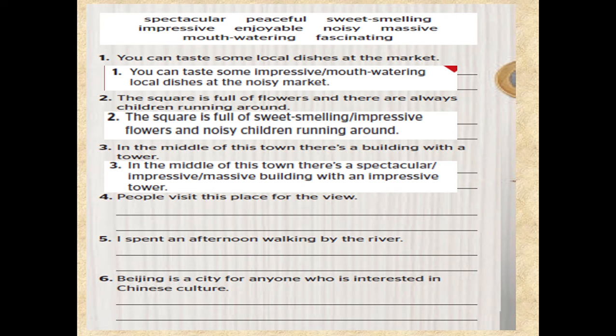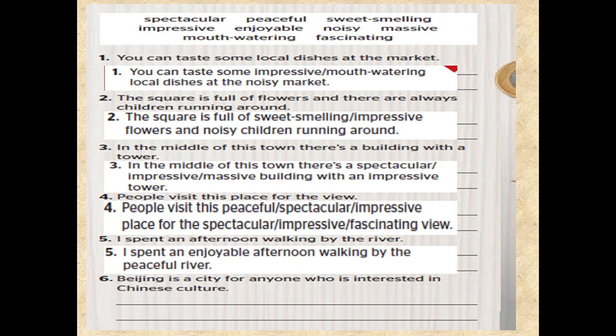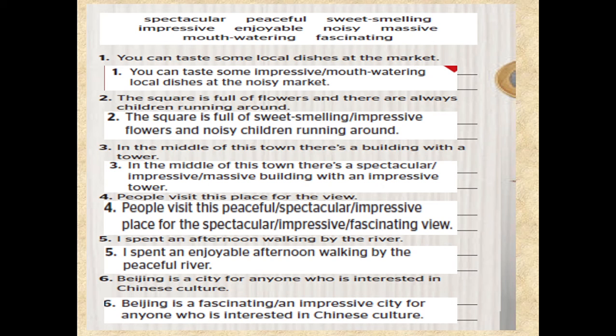Number 4. People visit this place for the view. People visit this peaceful, spectacular, impressive place for the spectacular, impressive, fascinating view. Number 5. I spent an afternoon walking by the river. I spent an enjoyable afternoon walking by the peaceful river. Number 6. Beijing is a city for anyone who is interested in Chinese culture. Beijing is a fascinating and impressive city for anyone who is interested in Chinese culture.